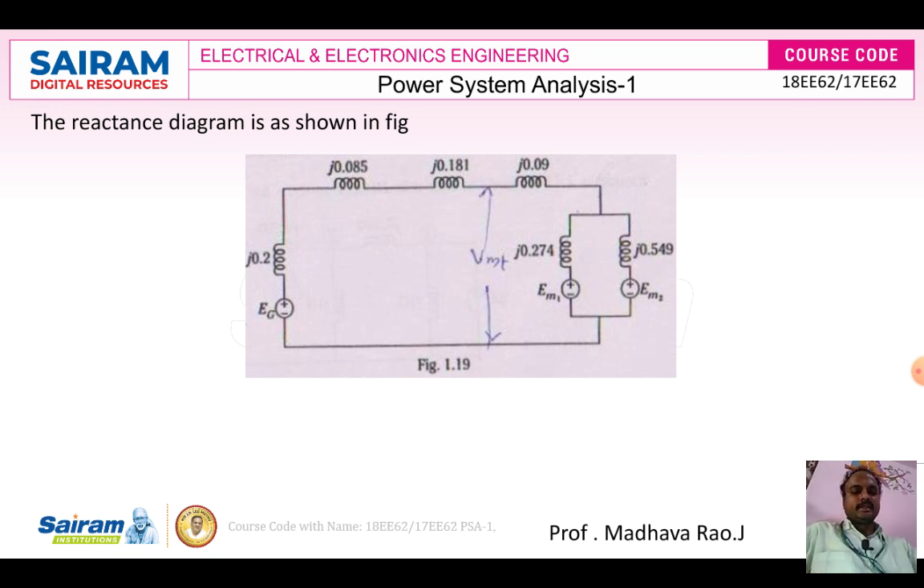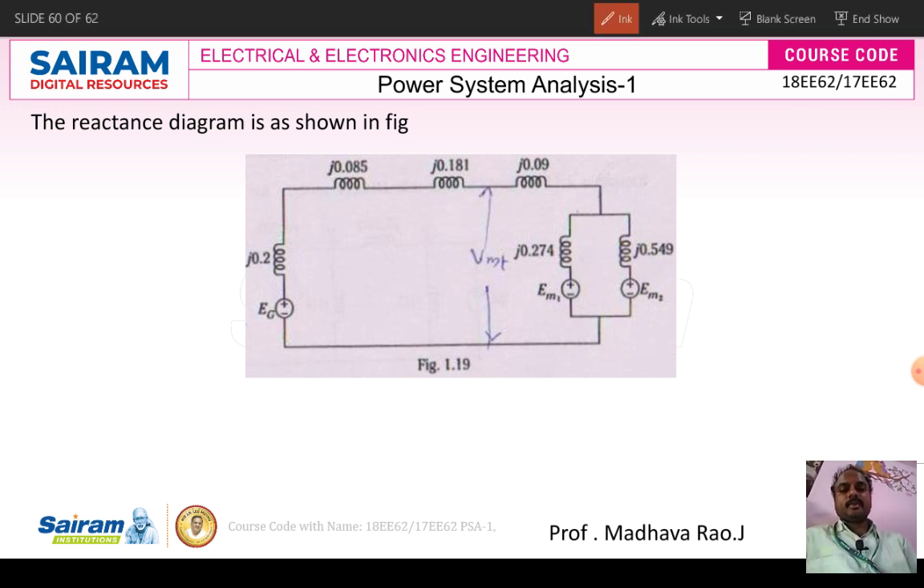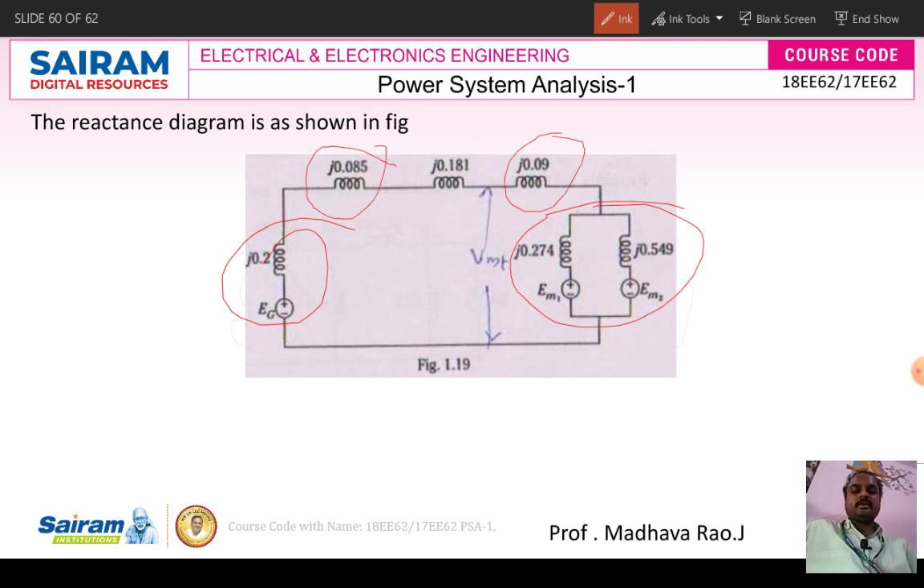As we have discussed previously, motors and generators are always connected in parallel, and transmission lines and transformers are connected in series. So the generator reactance is 0.2, connected in parallel with the motors. Then come transformer 1 reactance, the transmission line, and transformer 2 reactance, followed by the motors. This is how we need to draw the reactance diagram. Next we have to calculate the motor voltage VMT. How to calculate VMT we will see in the next slide.